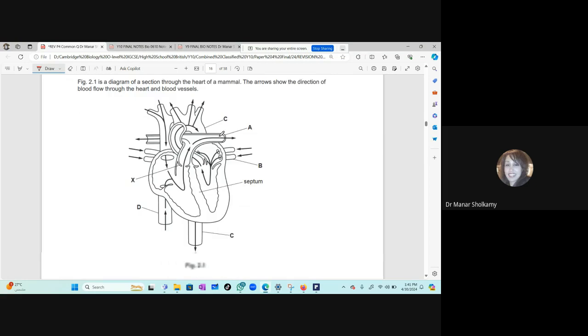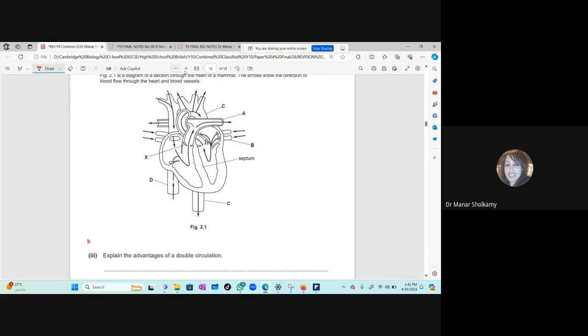Now, transport in animals. Let's label. What is C? Aorta. Yes, C is the aorta. Please be careful of the spelling. Now, what is A? Pulmonary artery. Good. What is this arrow in case they label you? What is going inside here? Pulmonary vein. Very good. That's B.